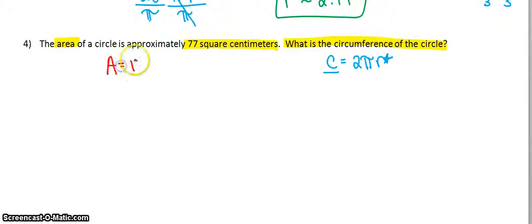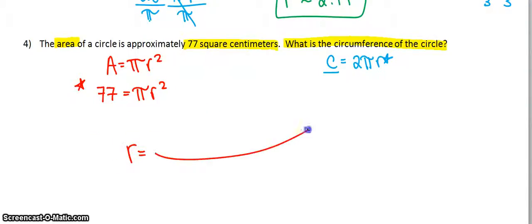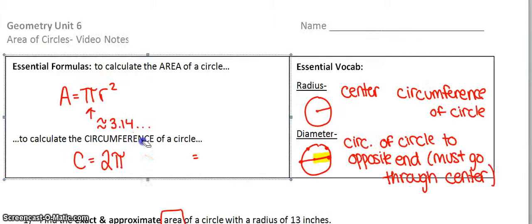So I know area is pi r squared. And I know that the area is 77, so I plug that in for the A. Now the reason that I need to use this is because I can do what I did in problem 3, solve for r, and then whatever r equals, I can take it and substitute it in here. Now I'm going to leave that for you to try.